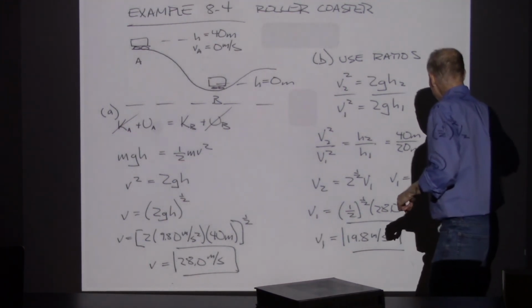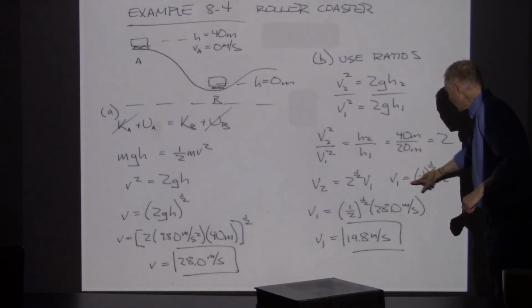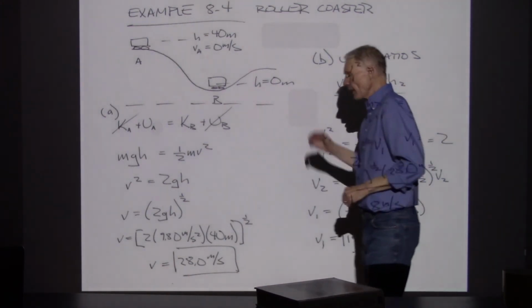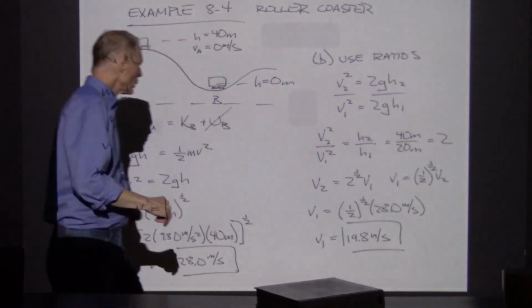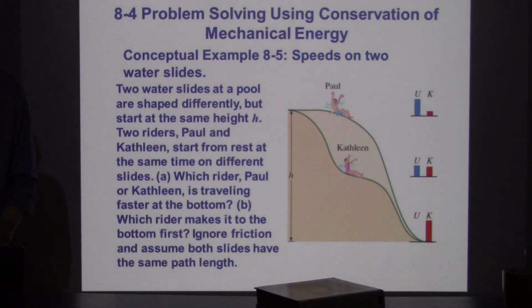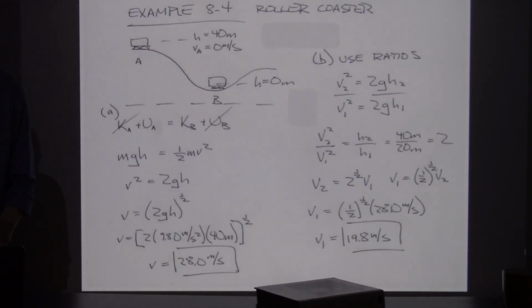And so putting those numbers in, I went in and solved for v1. It says that halfway down, we would have been traveling at 70% of the final value, which is 19.8 meters per second.